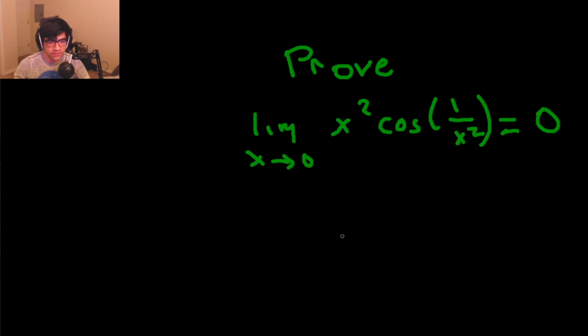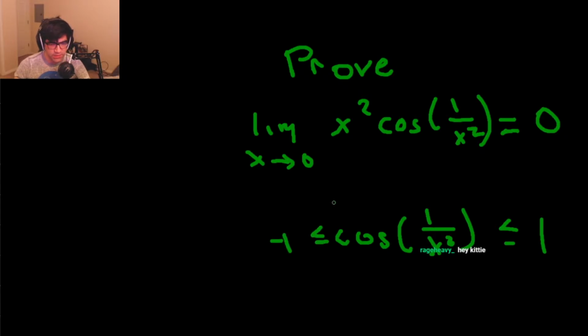We know that the cosine function, cosine of 1 over x squared, is always in between 1 and -1. And that's just because of how the cosine is defined. So we're going to multiply this inequality by x squared.